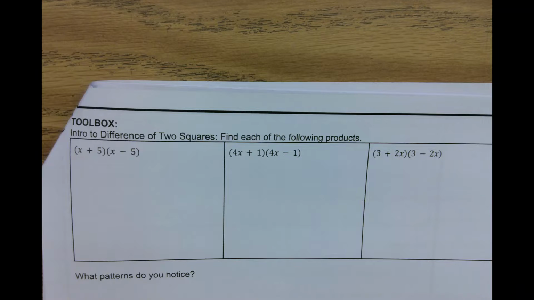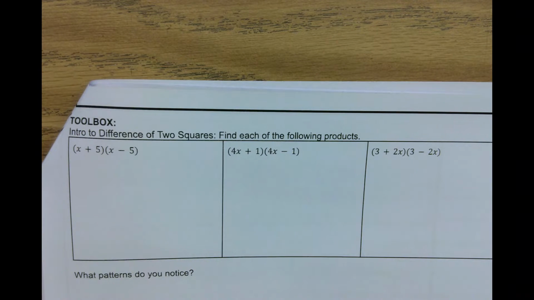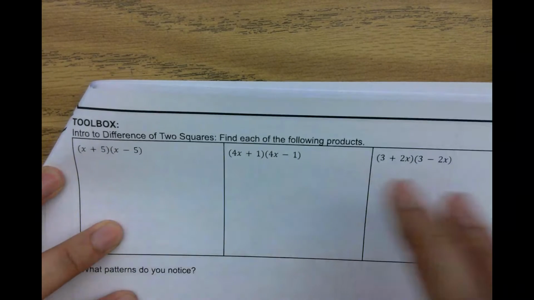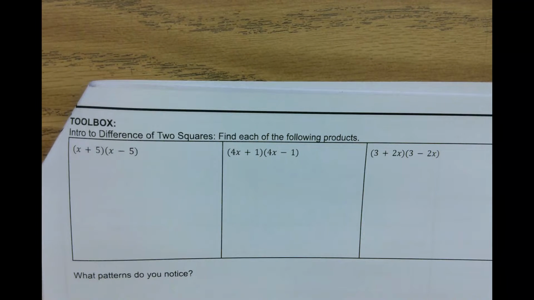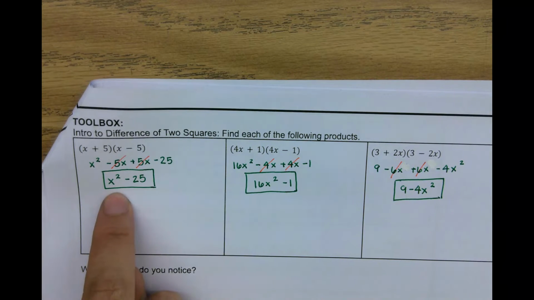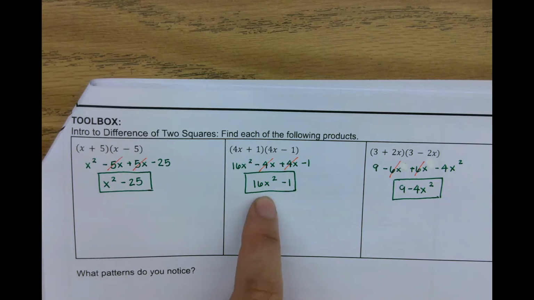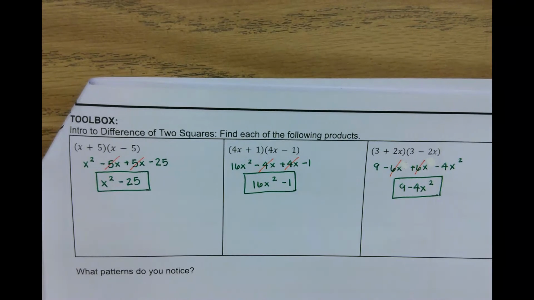Here I have a couple of multiplying binomials questions. I want you to multiply these out and then come back and check your answer, and then we will talk about what we notice. So multiply and then come check your answer. For this one, you should have gotten x squared minus 25. This one, you should have gotten 16x squared minus 1. And this one here, you should have gotten 9 minus 4x squared.